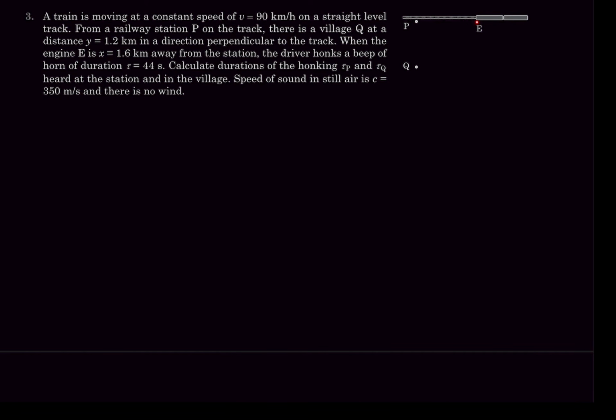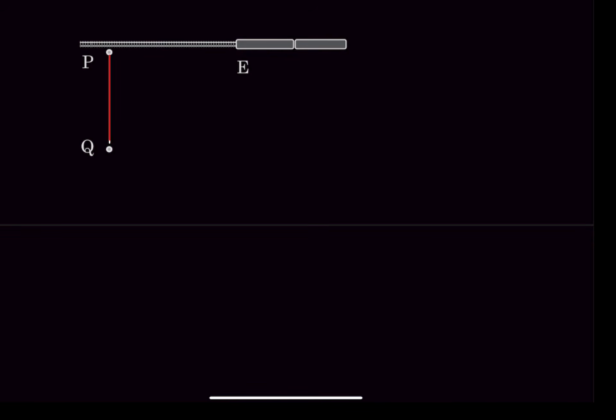Okay guys, so this is the engine of the train, and at this point there is a source of sound, basically a horn. When this distance PE becomes 1.6 kilometers, the driver starts honking, and he keeps honking for a time period of 44 seconds. So we want to figure out the time duration for which the villagers and the railway station people will hear the horn. Okay, so the distance PQ is given to be 1.2 kilometers. And the initial distance PE is given to be 1.6 kilometers.